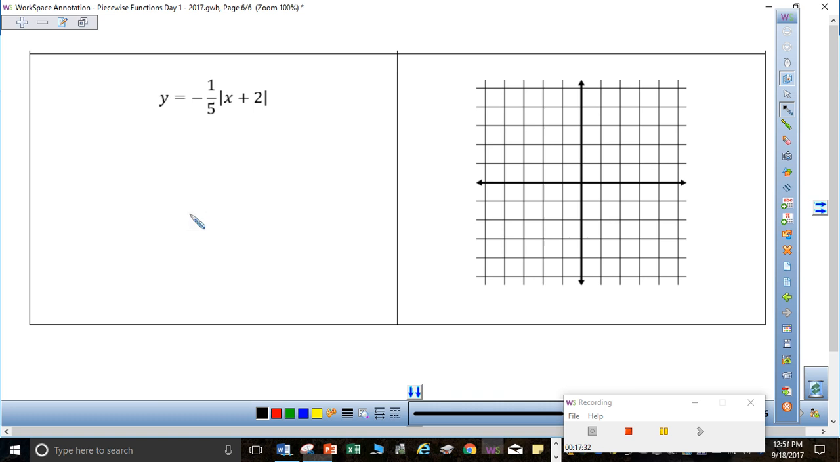All right, for this last one, again, we're going to describe the 3 things that are going on. So we have that negative in front, we've got a 1/5 in front, here we have a +2 on the inside. I want you to pause the video, write down on your paper what each thing is going to do, and then restart the video when you're ready.